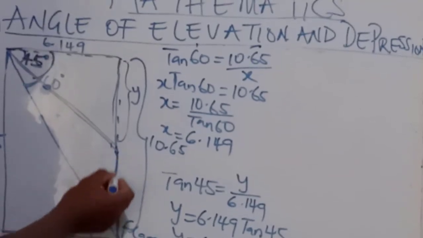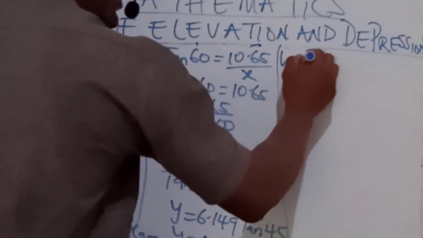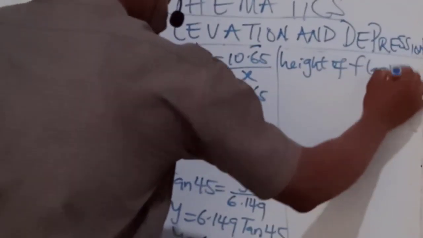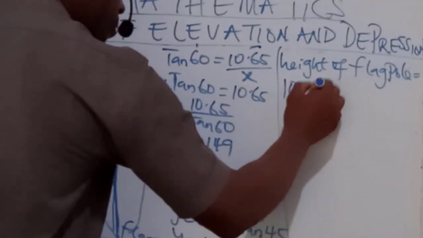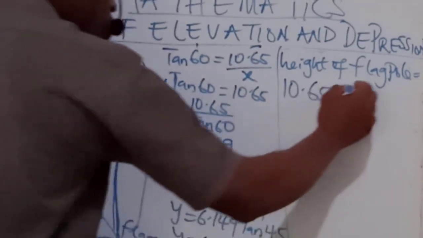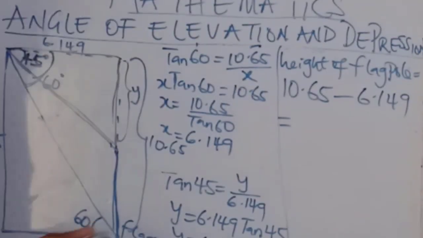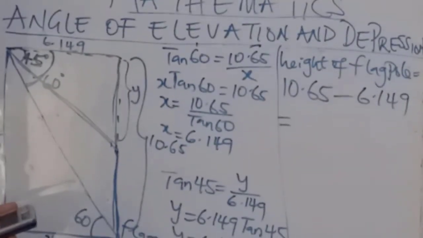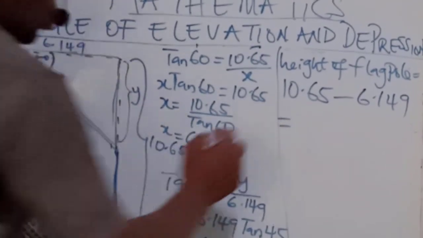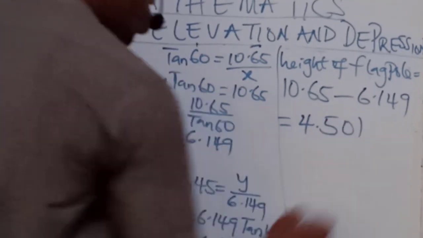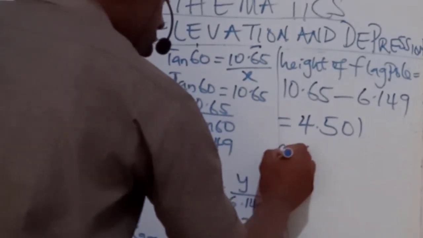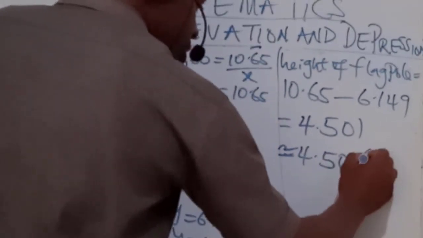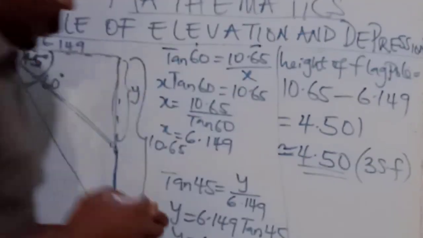Now, since I'm looking for this height, I can now comfortably say that the height of the flagpole will be equal to 10.65 minus 6.149. And of course, that would give me 4.501. And remember that WAEC demanded that you must correct your answers to 3 significant figures, and you must take note of that. So approximately I'll have 4.50. This is the 3 significant figures, and that's the answer.